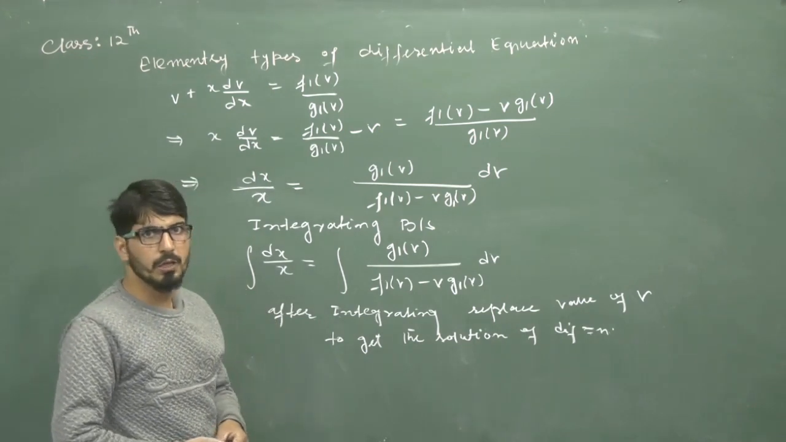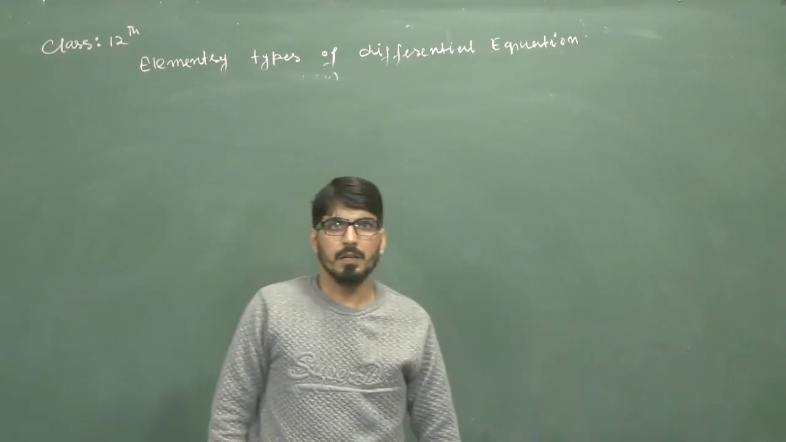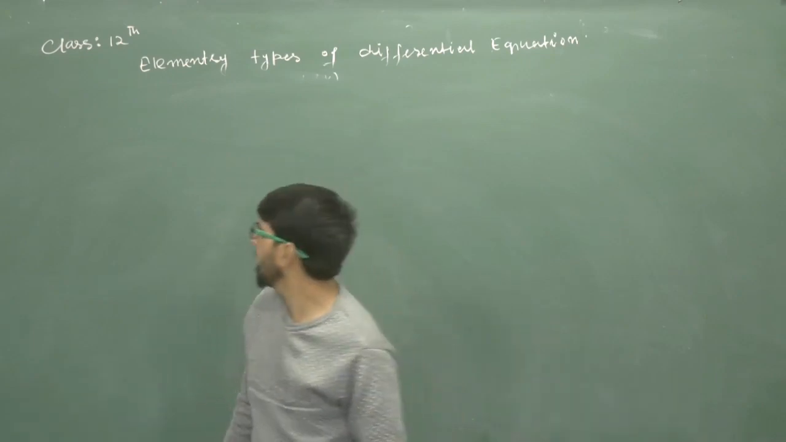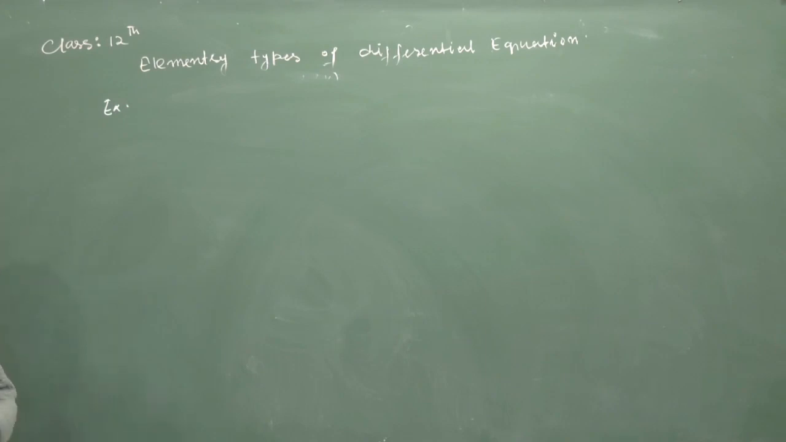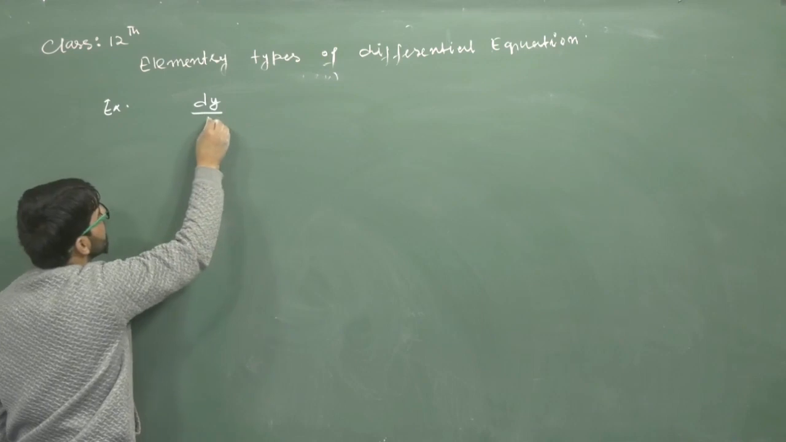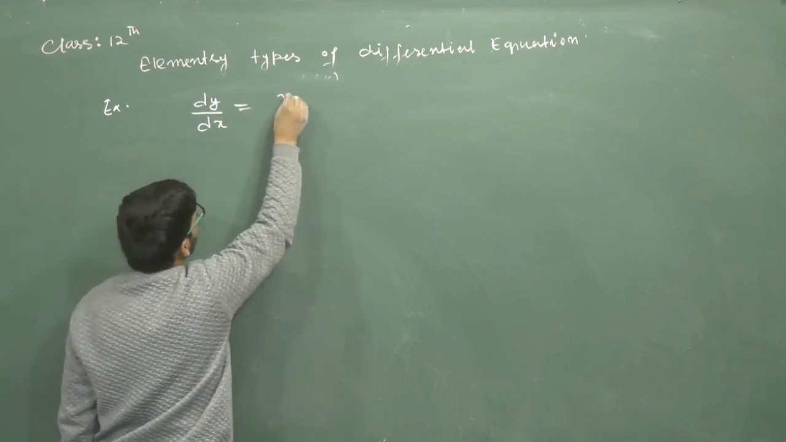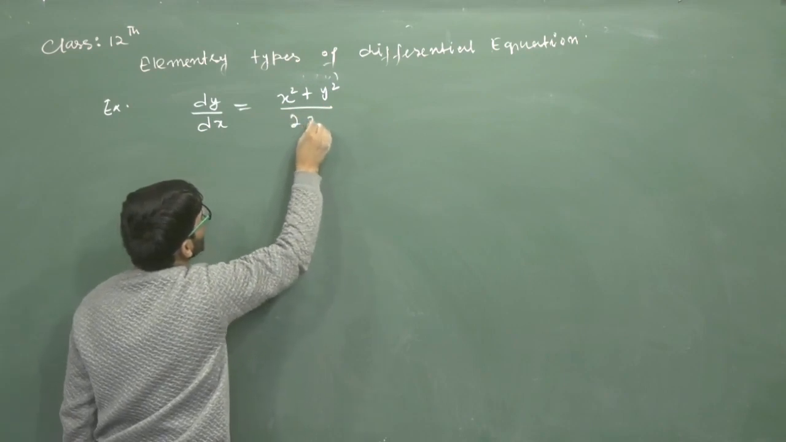Let's do some examples related to the same concept. Let's take the first example. Solve the differential equation dy by dx is equal to x square plus y square divided by 2x square.